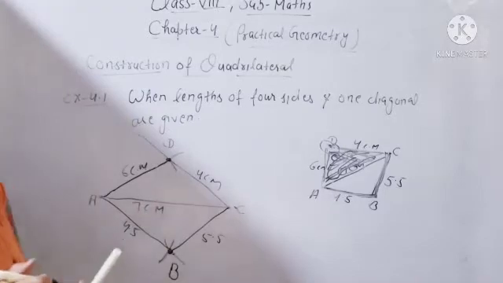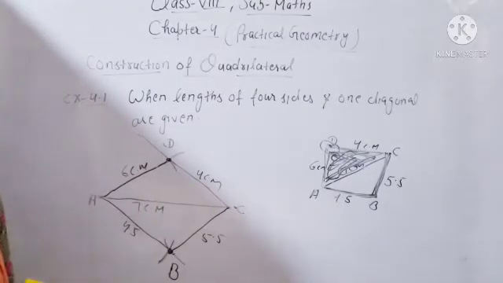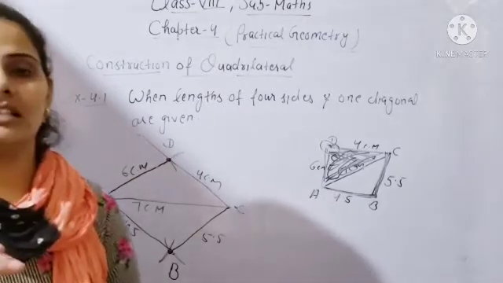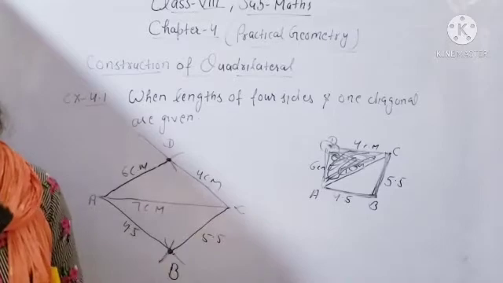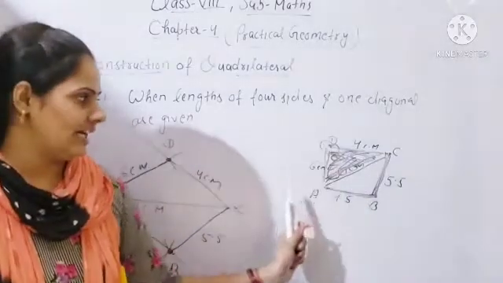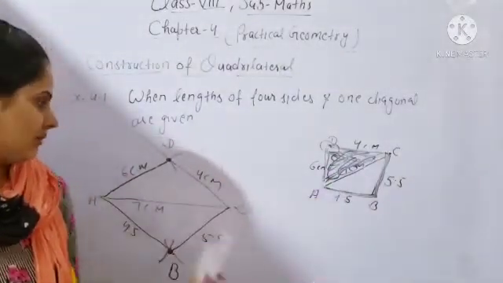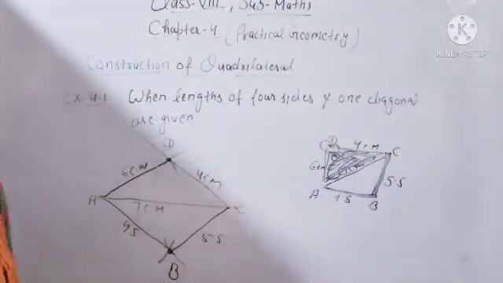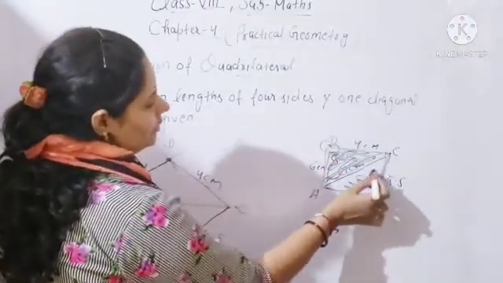Okay, so how will you construct the quadrilateral? In the first exercise all the 4 sides are given, one diagonal is given. So how will you draw the quadrilateral? First of all you will make a rough diagram of quadrilateral ABCD. Okay, so for example ABCD is a quadrilateral. These are the sides and this one is the diagonal AC, 7 centimeter. Clear? After that you will complete the first upper part, after that the downward part.